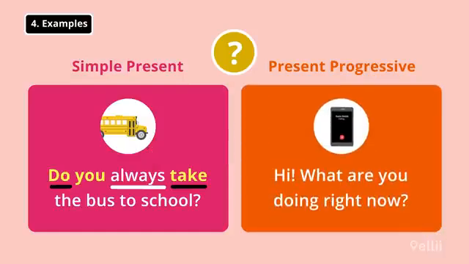What are you doing right now? In the present progressive tense, the auxiliary verb be has to start the question. It becomes are when the subject is you, and the subject is followed by doing, an ing verb.